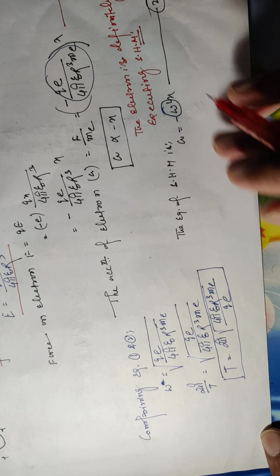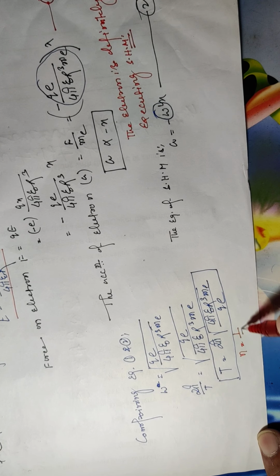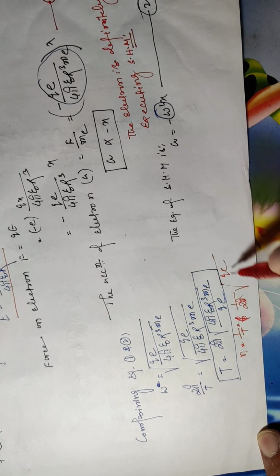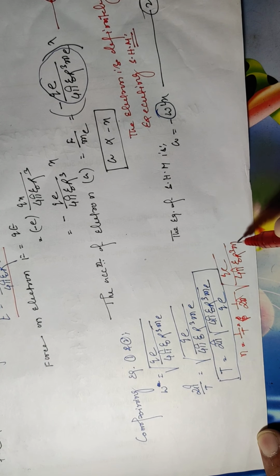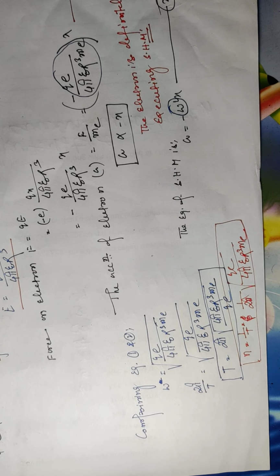Again, if this is true, the expression for frequency will definitely be n equal to 1 by t, that is equal to 1 by 2 pi root over qe by 4 pi epsilon naught r cube into me. So this is the expression for the frequency of the electron.